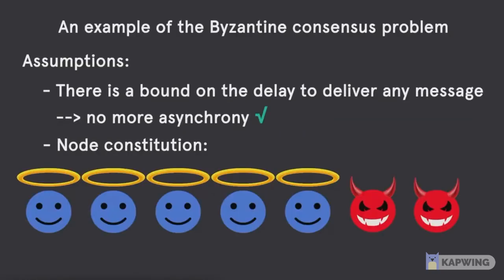Let us consider an example in which there are 5 correct nodes and 2 Byzantine nodes. Here, we are assuming that this system is synchronous. As we can see, f is equal to 2 and n is equal to 7. Since f is strictly less than n by 3, in this case, we can find the solution to the consensus problem.